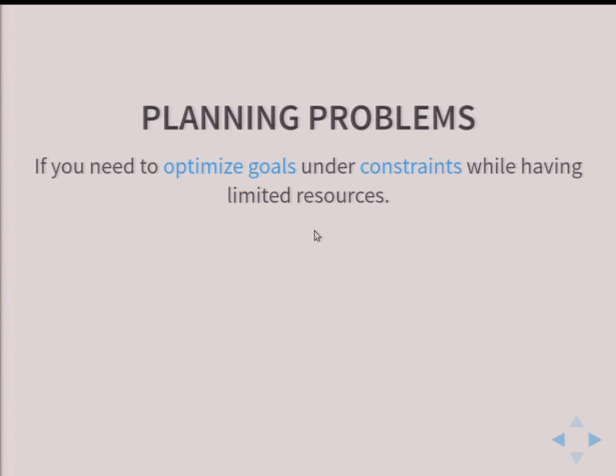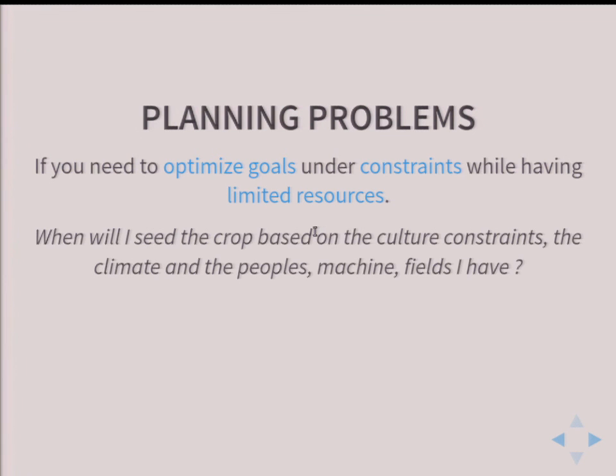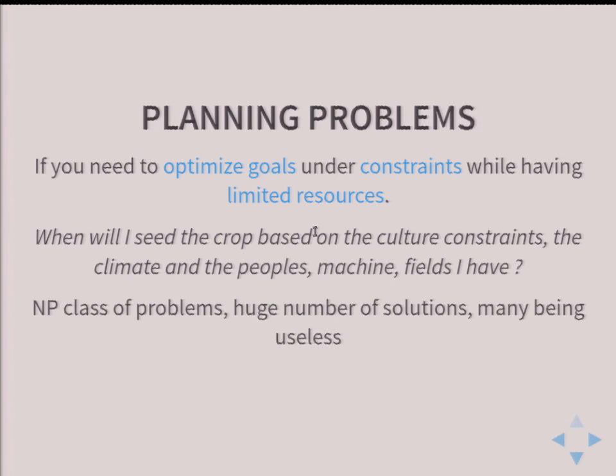But also, when will I seed the crop based on the culture constraints, the climate, the weather, and the people, the machines, and the fields I have? That's a planning problem also. And it's a problem which is known as an NP-hard problem. There's a huge number of solutions, and most of them are useless, and going over every solution will take a lot of time.